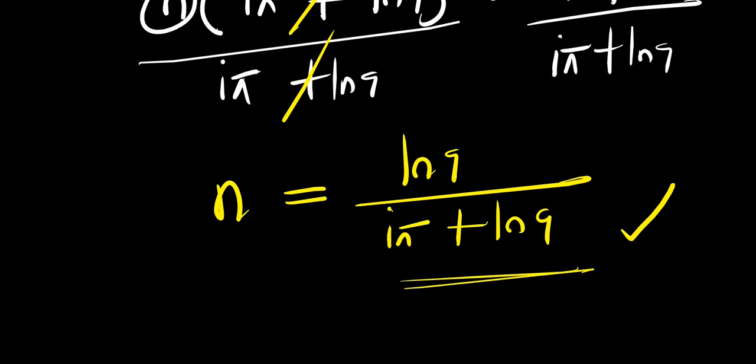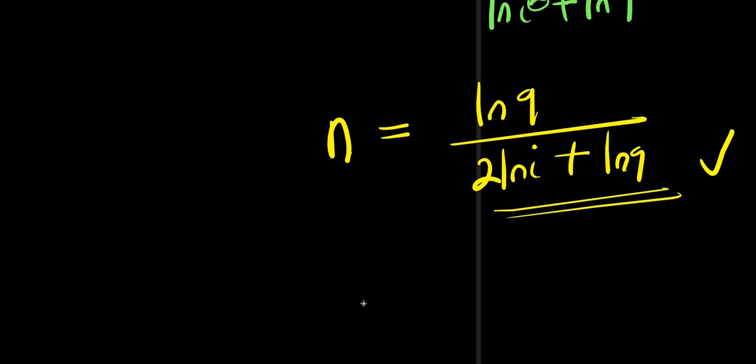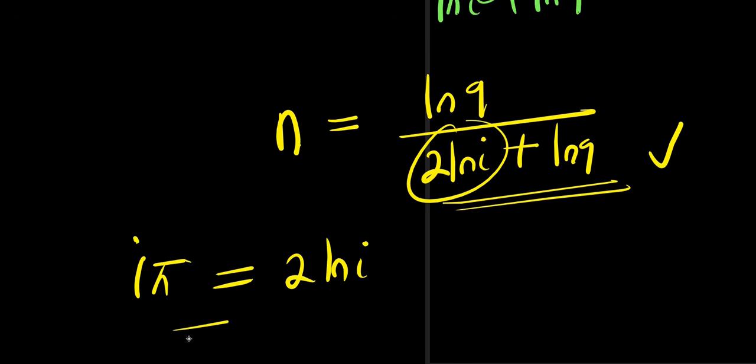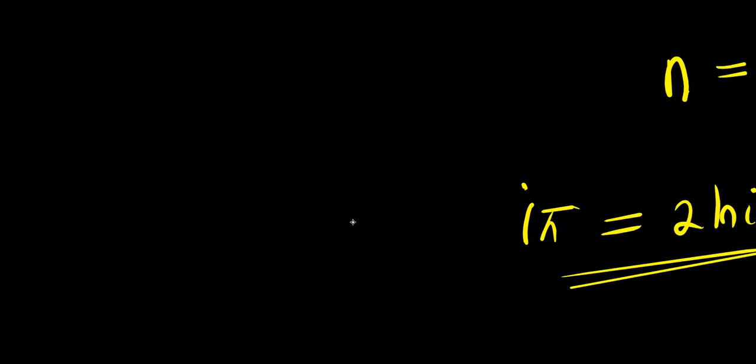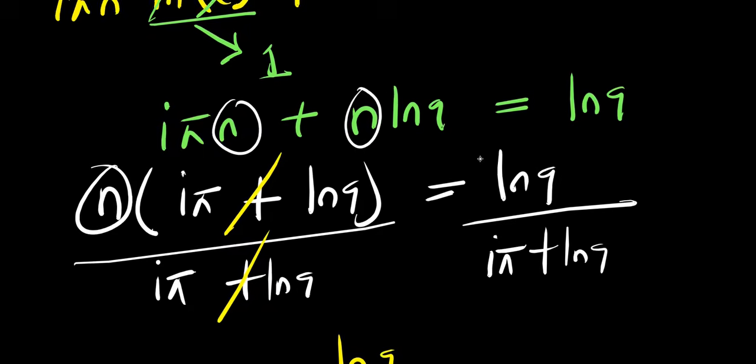Now, if you observe, this is I times pi, while in the first method we have 2 ln of I. Remember, I times pi is the same thing as 2 times ln I. So, it's either you make use of this or you make use of this. The solutions are still the same.